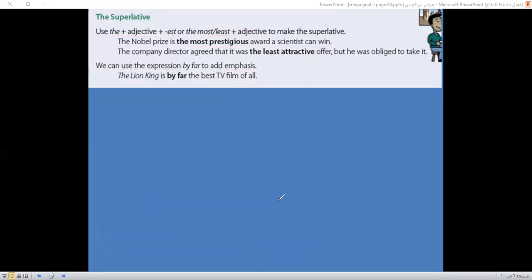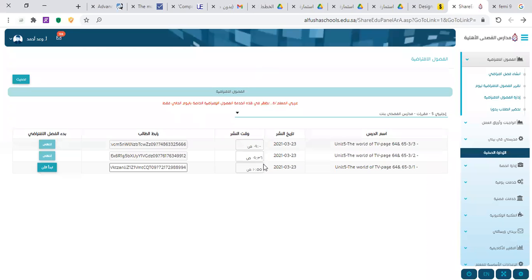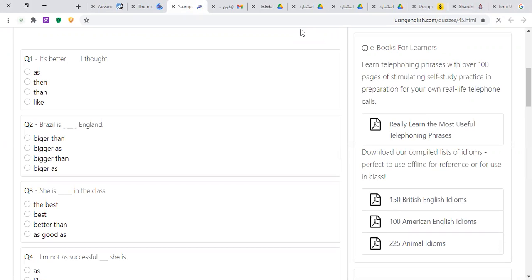Okay, like here we have exercises. I want you to see, just to tell you that you can have many exercises in your book if you want to make sure that you understand the grammar very well. Okay, so let's start with the first one. Who can do it? It's better, I thought. As, then, than, or like.